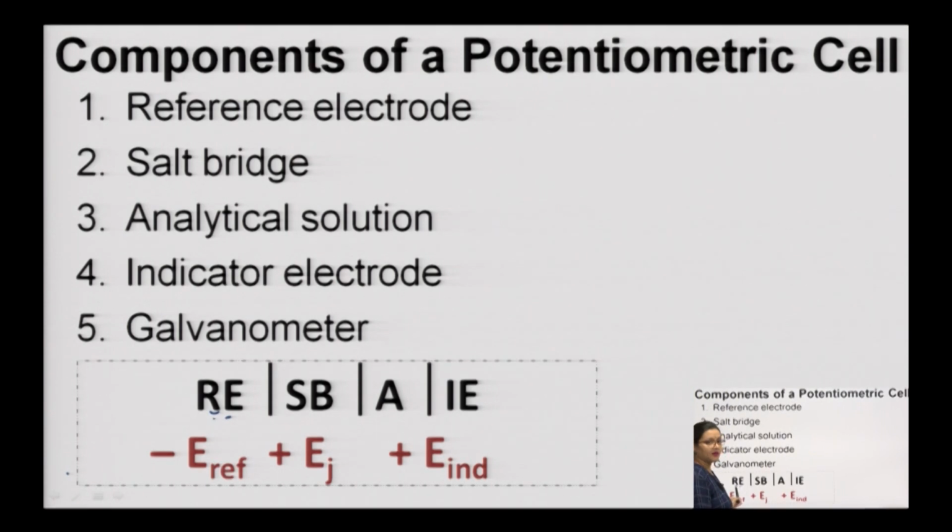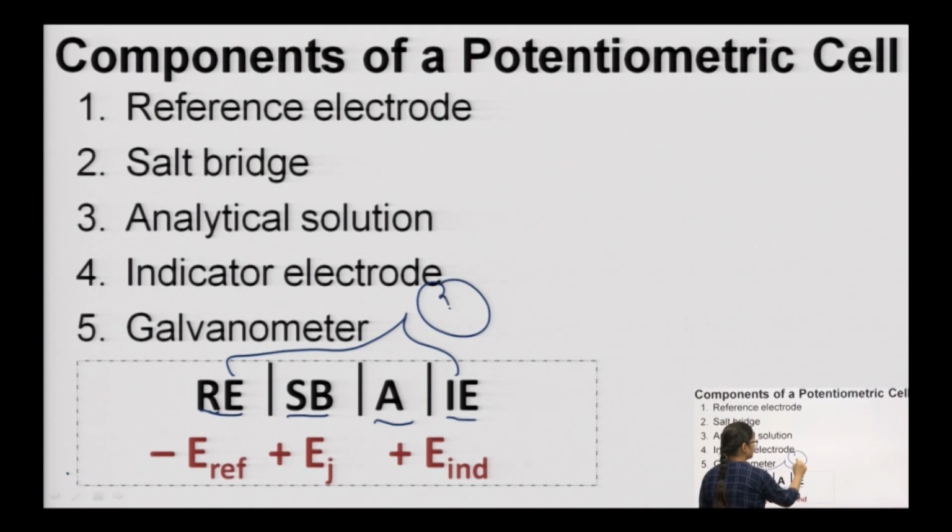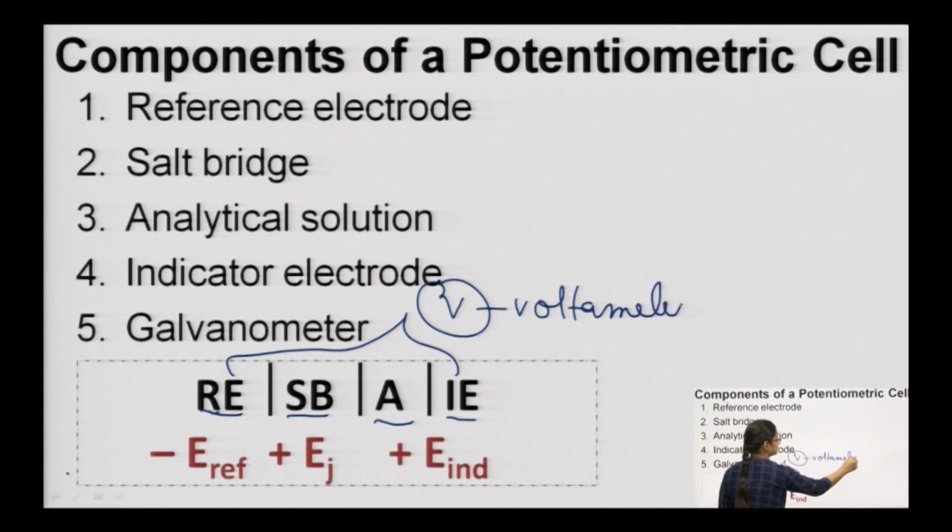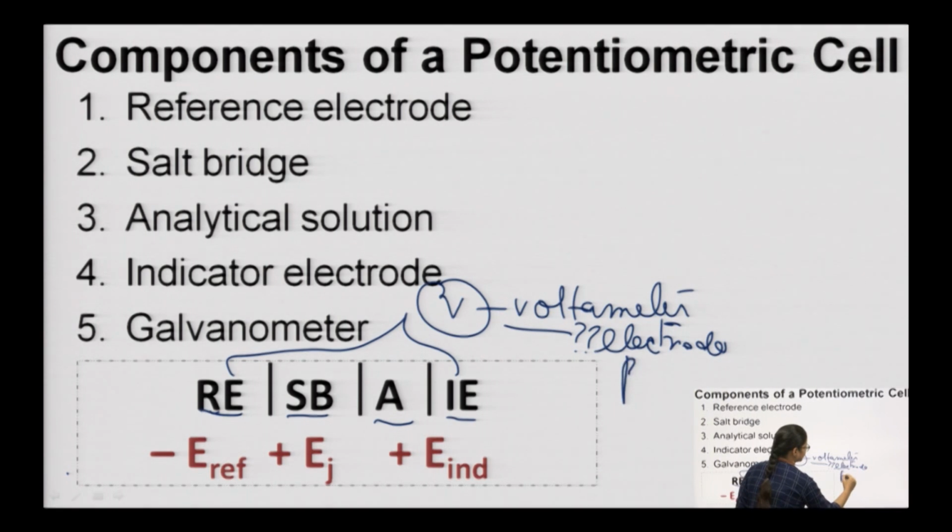RE, okay, followed by this SB, followed by A, followed by IE, and this all are connected to a voltmeter. This is the voltmeter or galvanometer. It determines what? It determines electrode potential, ठीक है, which is to be determined.